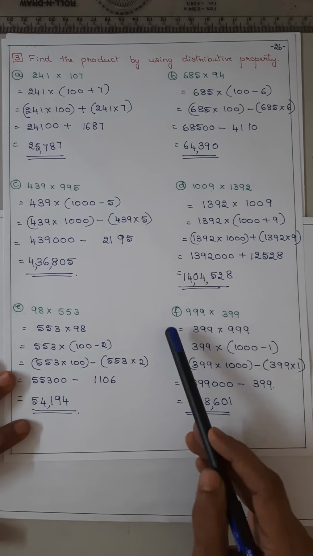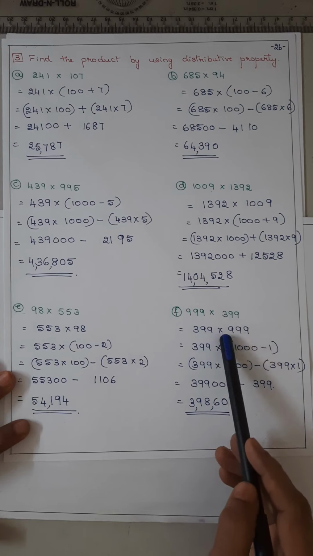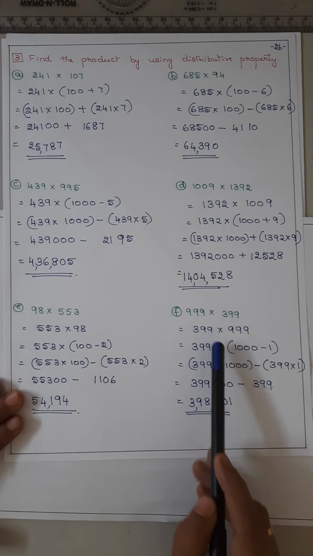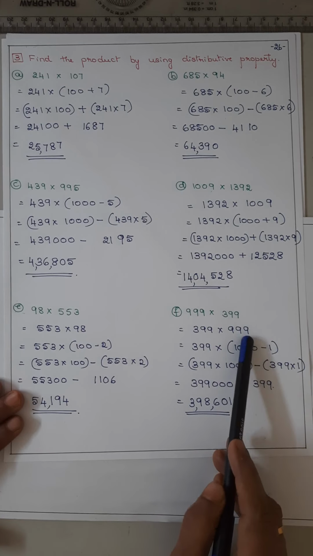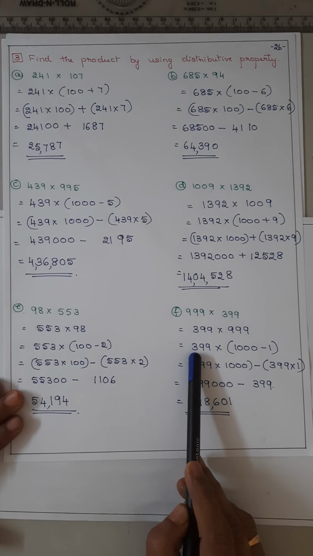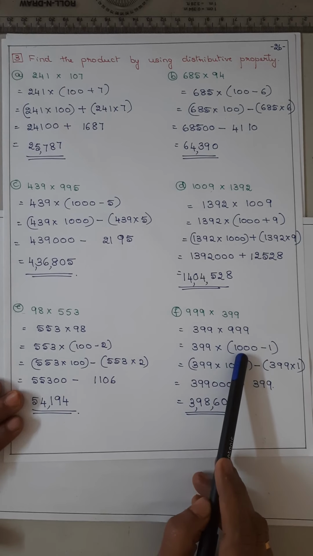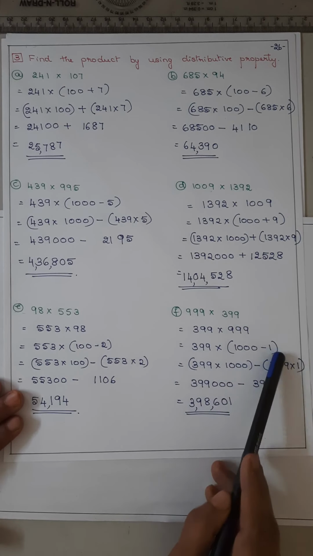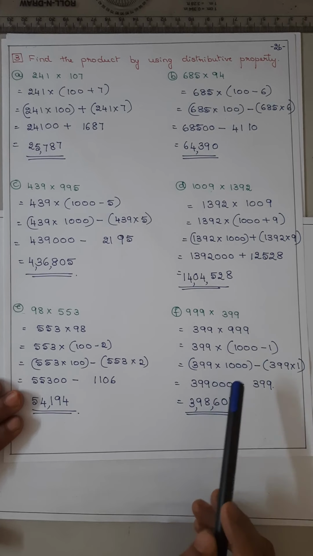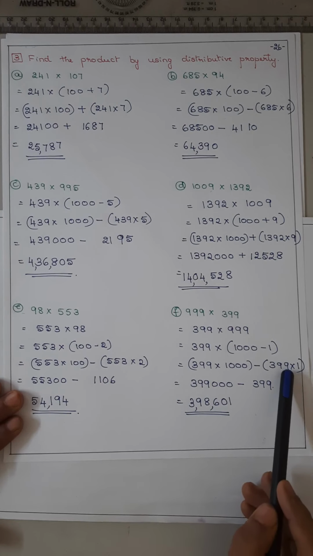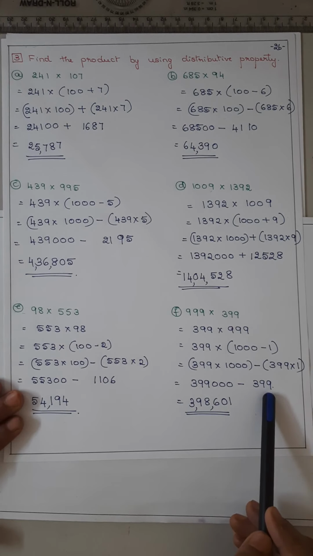So first rearrange 399 into 999, and then the next step is 399 into 999 can be written as 1000 minus 1. Now the distributive property: 399 into 1000 minus 399 into 1. So here it will be 399 and 3 zeros, and minus 399 into 1 is 399.